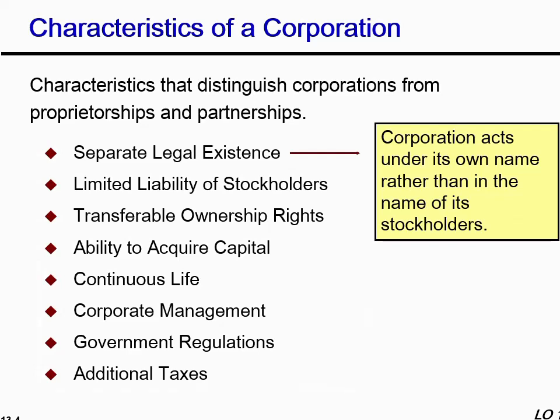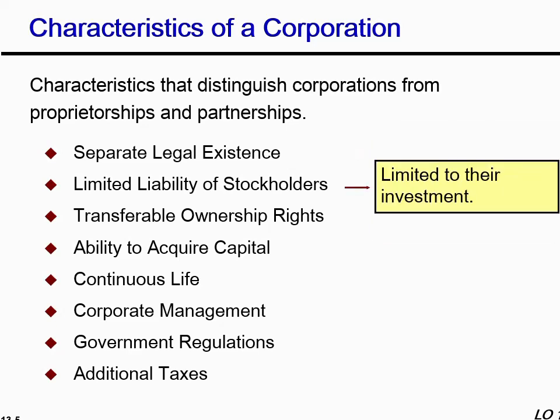Owners of the corporations are known as stockholders as well as shareholders. Second characteristic, or second advantage you can say, is the limited liability of the stockholders. We have discussed sole proprietorship and partnership, where the owner's liability is unlimited. But in case of corporation, the liability of the owners is limited.